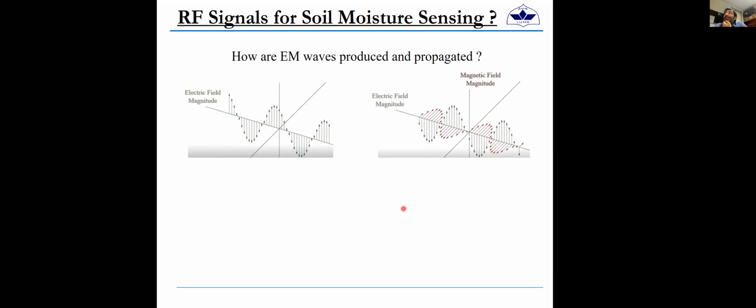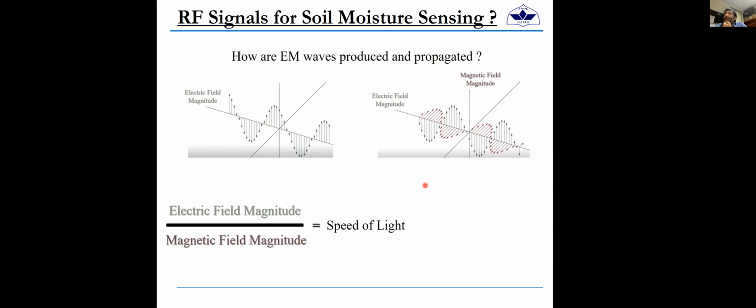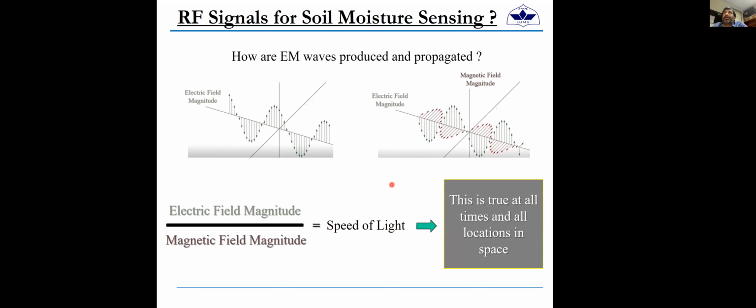But the most important thing is, at any point in time and space, if I take the magnitude of these two fields and then divide them, the ratio that we get is exactly equal to the speed of light. Now, this is an astonishing result. No one knew before Maxwell that this was going to happen. This was hidden in the laws of nature. And this is true at all times and all locations in space.